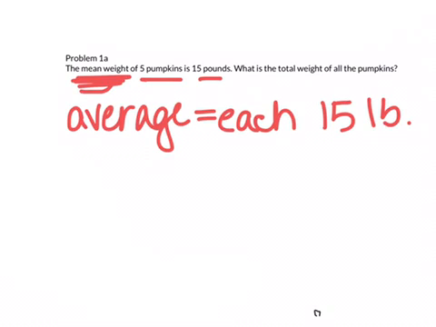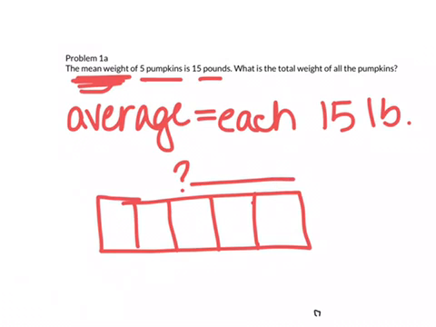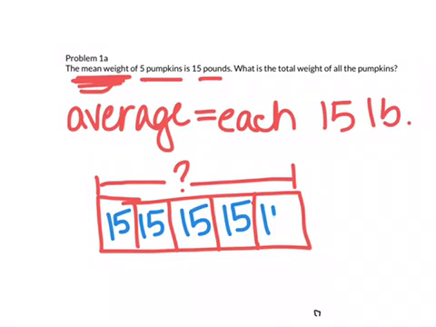Okay, so that means if I have, and here's my bar model, you can visualize this. If I have 5 pumpkins and I want to know what the total weight of all the pumpkins is, I'm going to plug in 15 into each one of these little boxes. And that doesn't mean that every single one of our pumpkins weighs exactly 15 pounds. One might weigh 12, one might weigh 18. There are 5 different pumpkins that when we add and then divide them all out together are going to weigh somewhere around 15 pounds each.